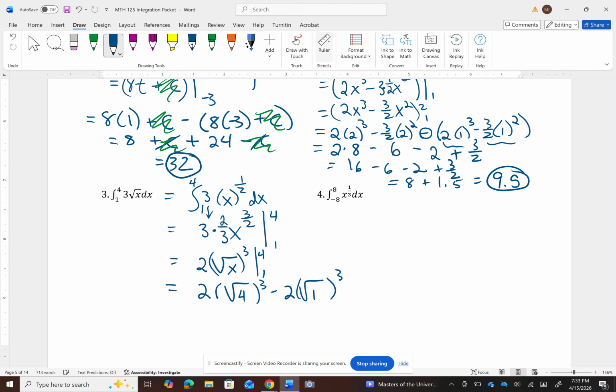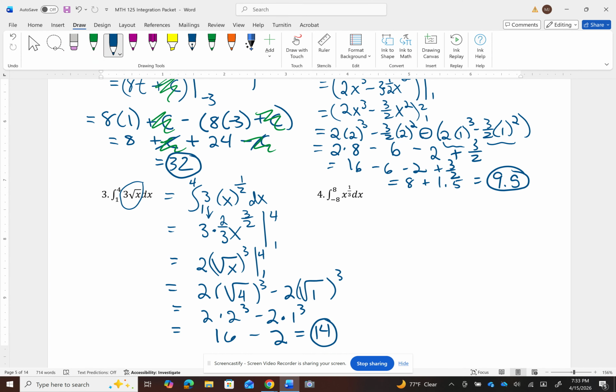Okay. And so I wind up getting 2 times 2 to the third minus 2 times 1 to the third. So that's 2 times 8, which is 16, minus 2 times 1, which is 2, and my final answer turns out to be 14. So that 14 represents the signed area or net area between that original function, so between this function and the x-axis.